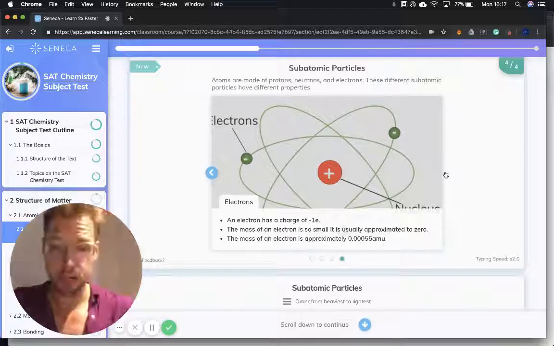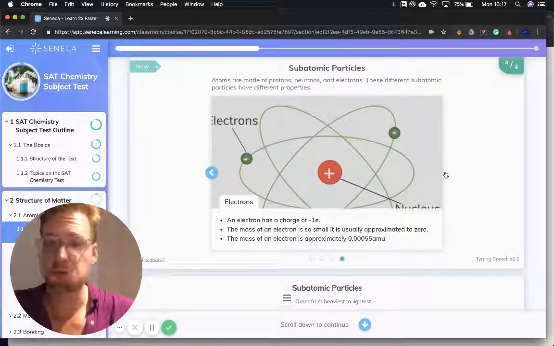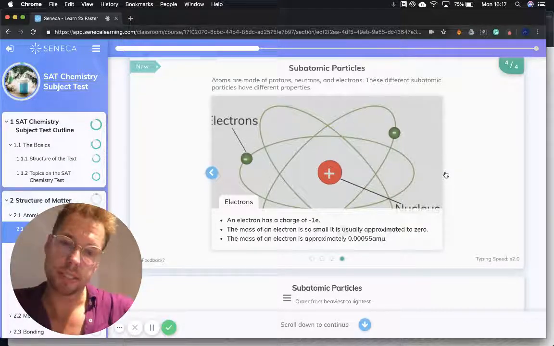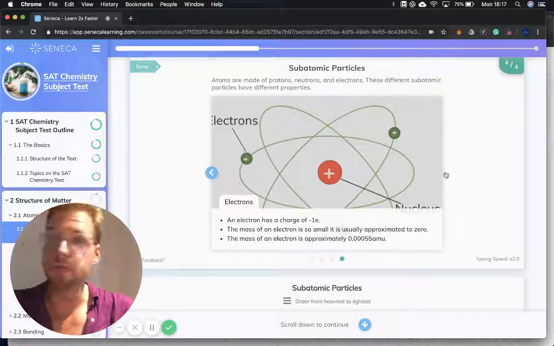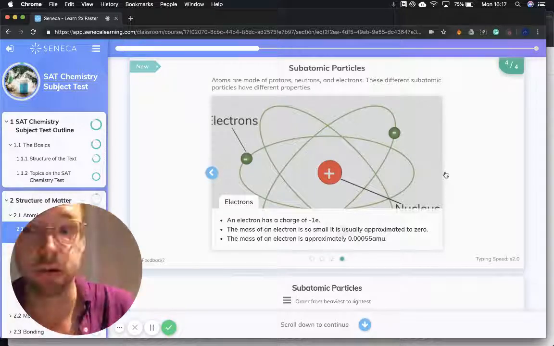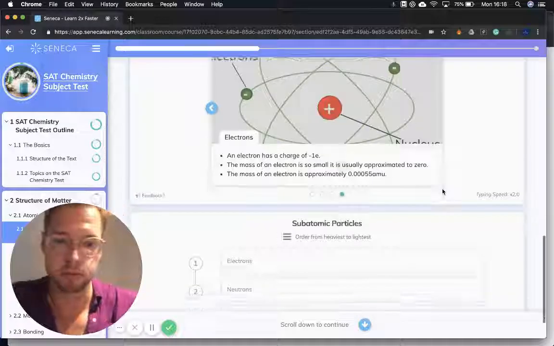Next, we're going over electrons. Now, they have a charge of -1 e, and the mass of an electron is so small, it's usually approximated to 0. But it's actually like 0.00005 AMU. So it does have a mass, but it's pretty much always written as 0. Sorry, electrons. You're still atomic particles too.